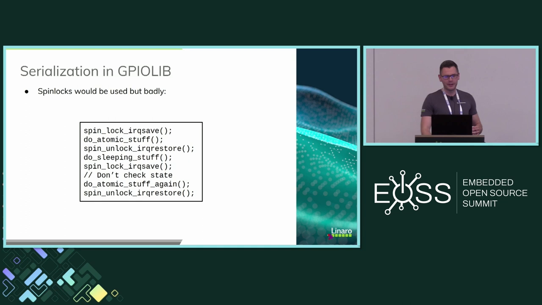This led to all kinds of things, and until recently, you would find stuff like this in GPIOLIB, where you would take a spin lock, do something within that lock, then, oh no, I can now call a function that may sleep. So I need to unlock the spin lock, do my sleeping stuff, and reacquire it. So I only release it for a little bit. It can't hurt, right? No state would be re-verified in this case.